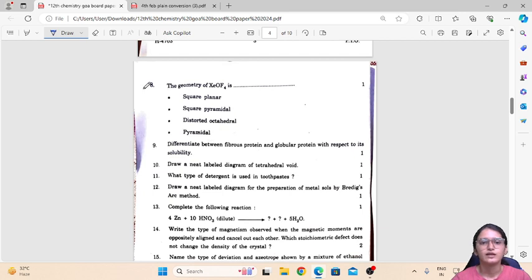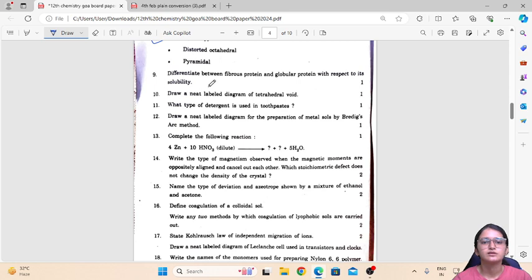Next question is 8th question. The geometry of XeOF4 is dash. So the geometry of this particular compound. Now this is from your P block elements, and in this chapter, in group 18, they have given all the information related to noble gases and compounds. So in the last page of this chapter you will find the structures of these. Geometries and all will be given. So this is having square pyramidal geometry.